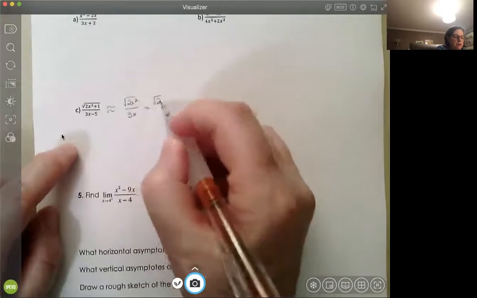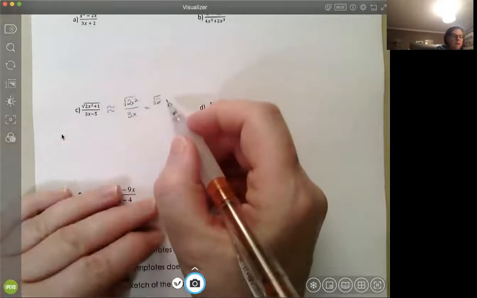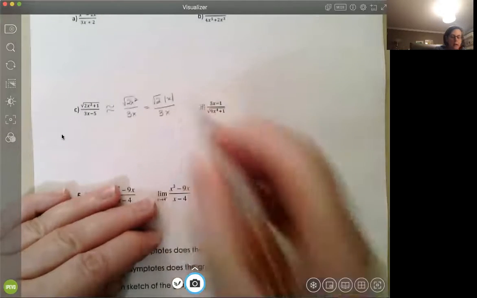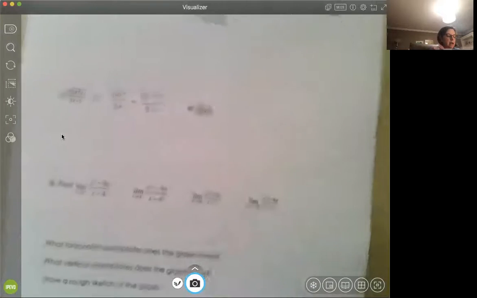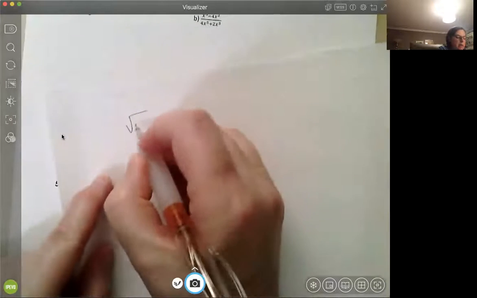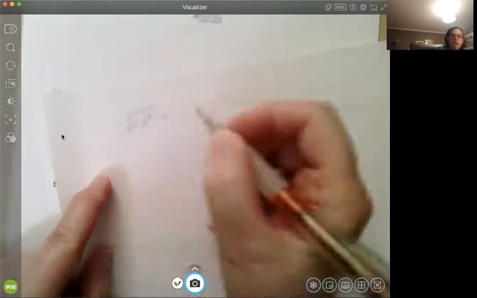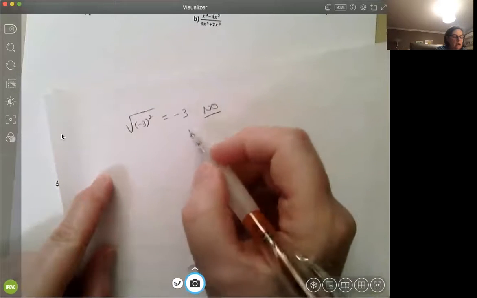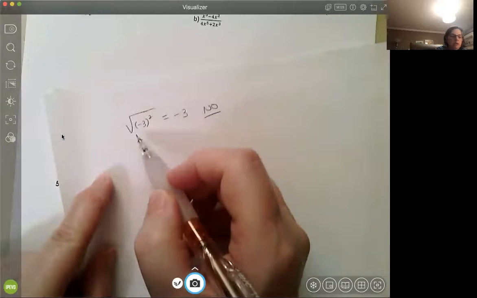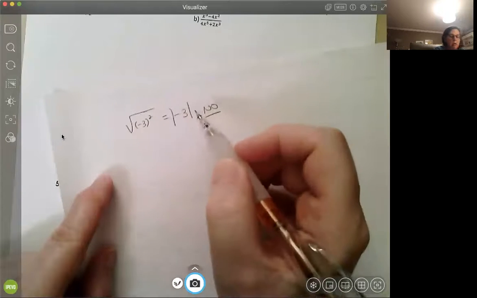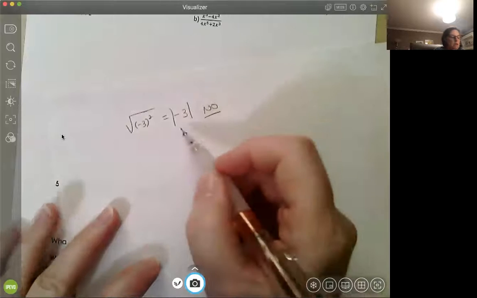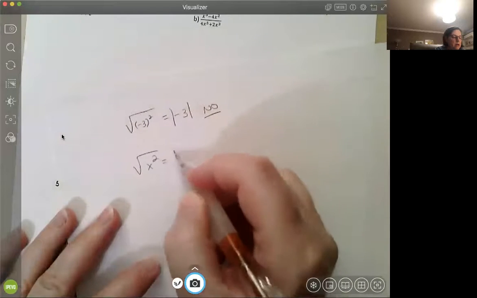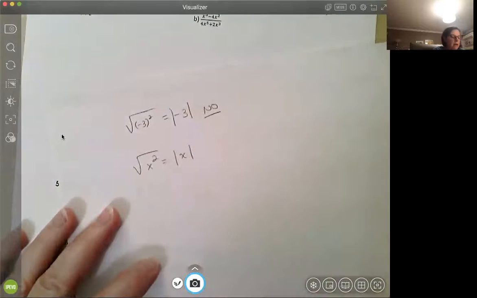Simplifying this numerator, it's square root 2. The square root of x squared is the absolute value of x. All right, so let's take a second and look at that. Why is that? Think about if you have the square root of -3 squared. Is that equal to -3? No. It's equal to +3 because when you have a square root, you always get the positive root. So this is equal to the absolute value of -3. So the square root of x squared is always equal to the absolute value of x.